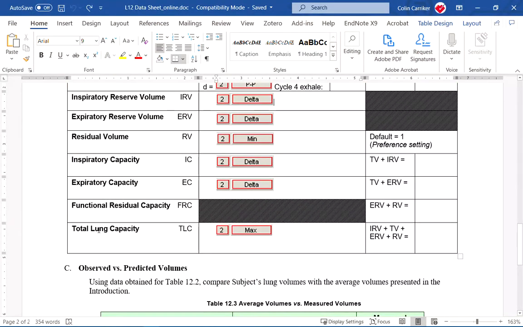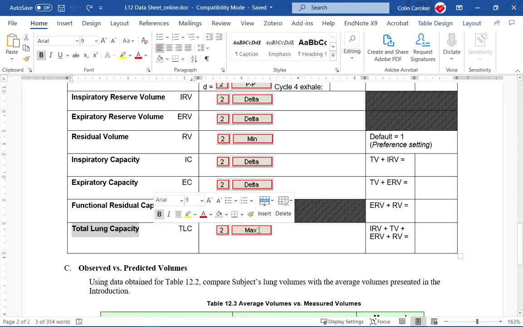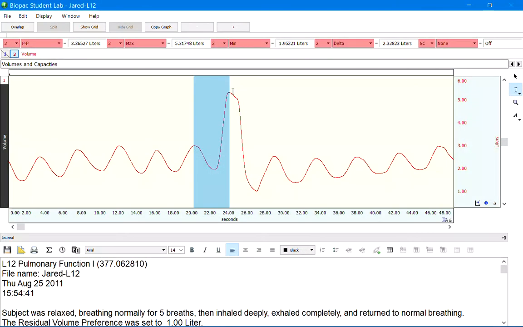Take a look down here at total lung capacity. Do you see here 2 max? Well, while I have that highlighted for my inspiratory reserve volume, it's also asking me to look at what's the maximal value on this highlight. Well, because we've got the maximal value highlighted here, it's going to give me this maximal number. We're going to enter that for our total lung capacity.